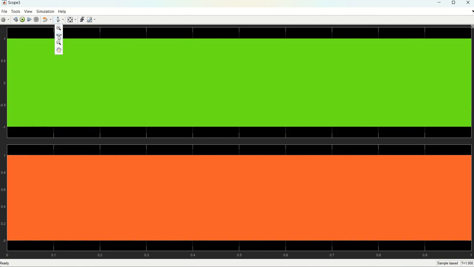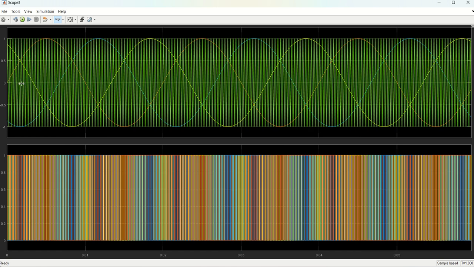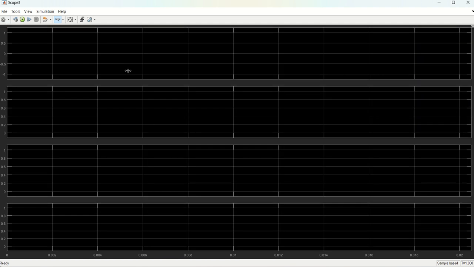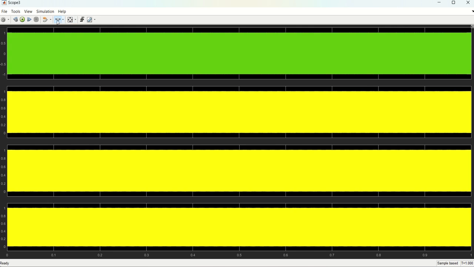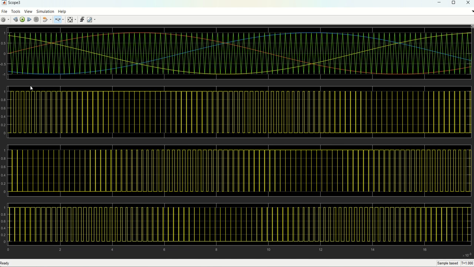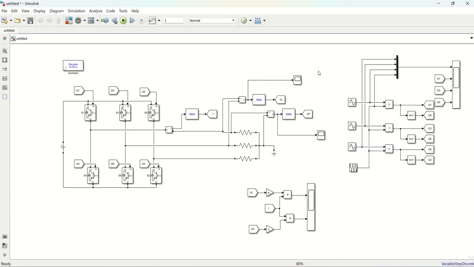We'll try to check for one cycle. This is for one cycle. You can see here it is a little complicated, so I will try to do it this way. These are our signals: this is for the A phase, this is for the B phase, this is for the C phase. Hope you have understood all these things. This is how we are going to simulate the three-phase inverter.